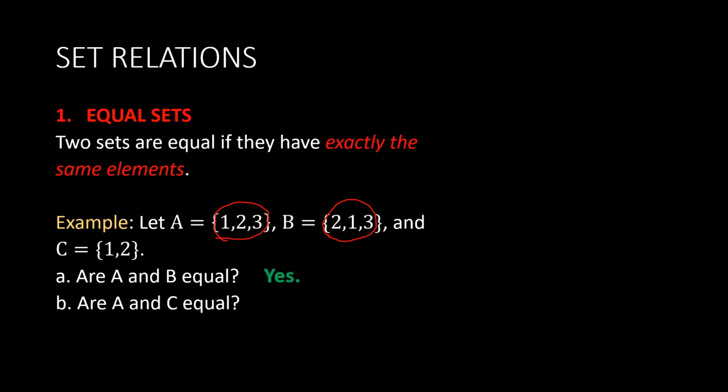Next, are A and C equal? As we can see, 3 is not included in set C. And the answer is no. For the last one, is A equal to itself? Of course, the answer is yes.